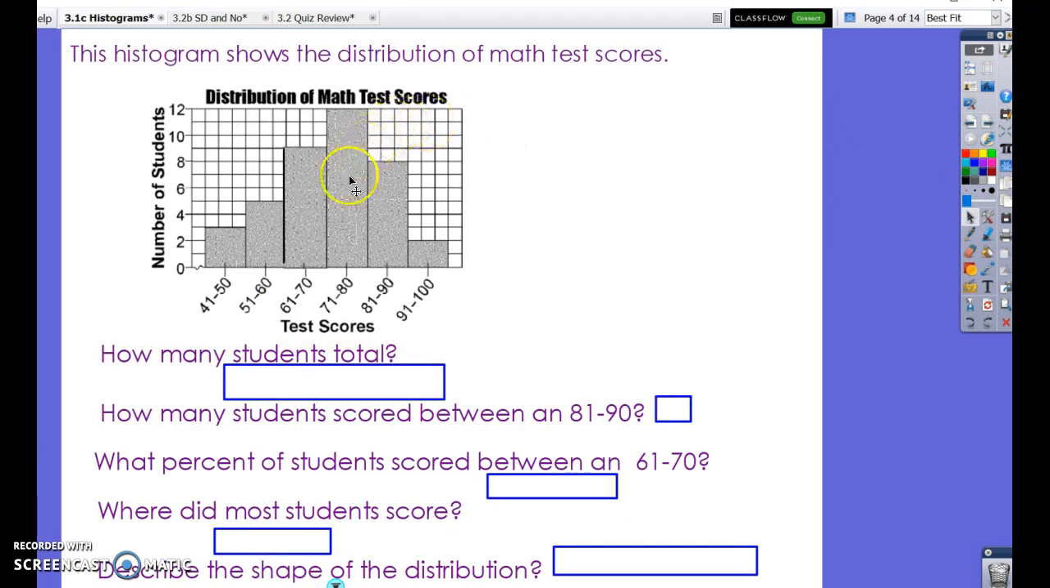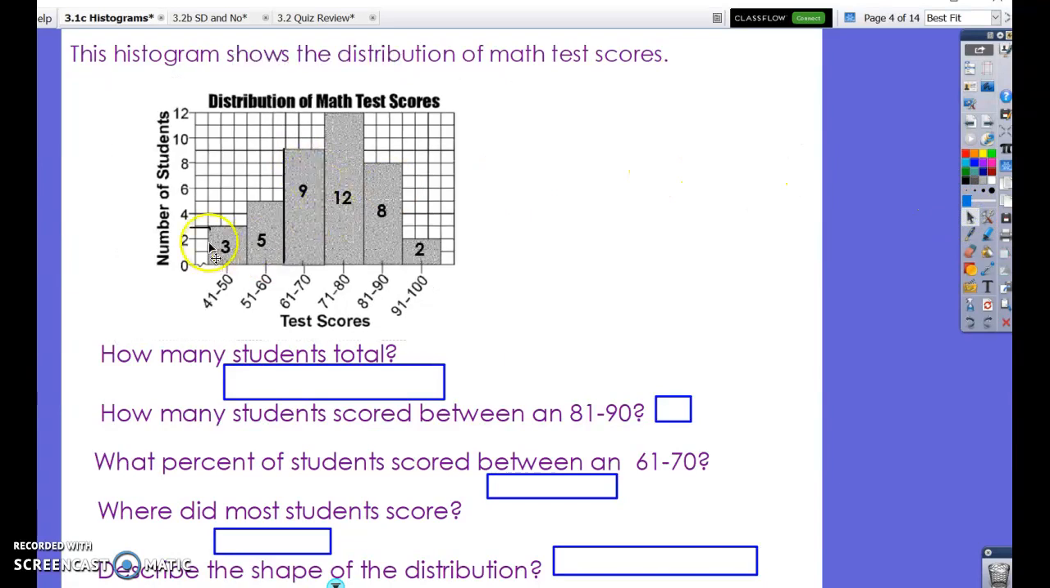We want to be able to look at a histogram and answer some questions. So how many students total? To figure that out, we would look at each of these bars and figure out, well, what's their frequency? Well, 41 to 50, it looks like there are 3, right? 3 people fall within that range. So we would do that for each range. Okay, so we have 3, 5, 9, 12, 8, and 2. Well, to find the total, we add those up and we'll get 39 for our total.